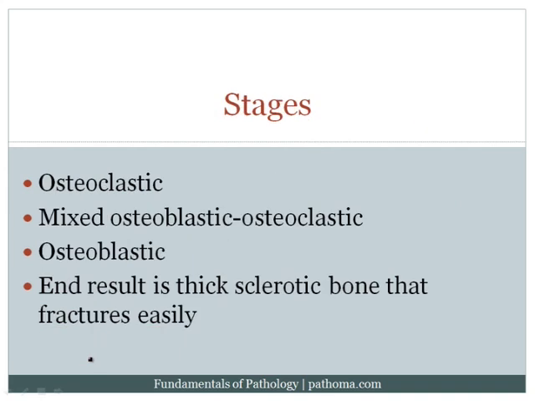Now again, I've already told you about the stages. In the first stage, the osteoclast goes crazy. Eventually, the osteoblast needs to then lay down bone, and so you get a mixed osteoblastic-osteoclastic phase, until finally the osteoclast sort of burns out, and the osteoblast then begins to lay down as much bone as possible. Now the end result of all of this is that you get thick sclerotic bone because the osteoblast is laying down as much bone as possible, but it's not laid down with the balance of the osteoclast. Remember that bone requires a proper balance, and so it fractures easily.